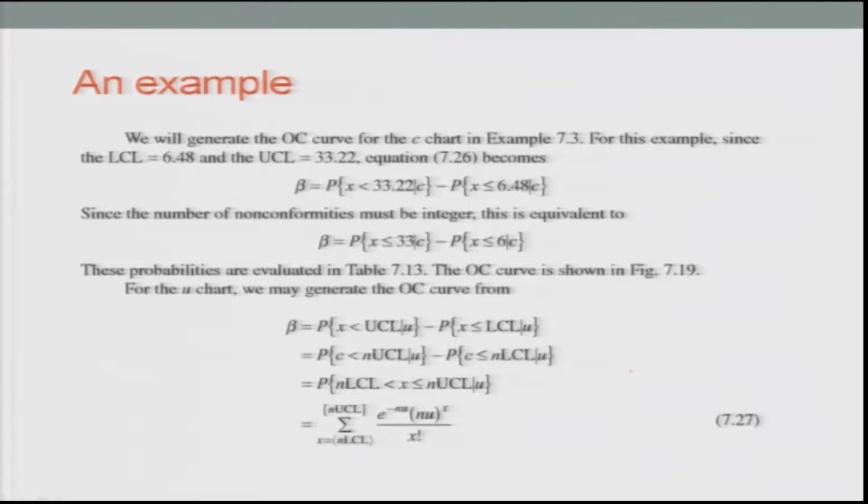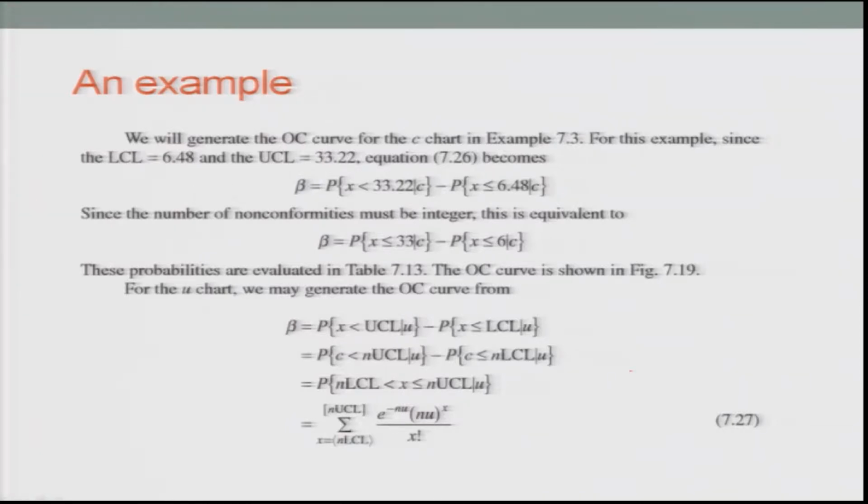So, let us consider an example. We generate OC curves from the C charts as given in sample example 7.3. For this example, since the lower control limit is 6.48 and the upper control limit is 33.22, the equation would basically yield the value of beta, which is now a difference of two terms.